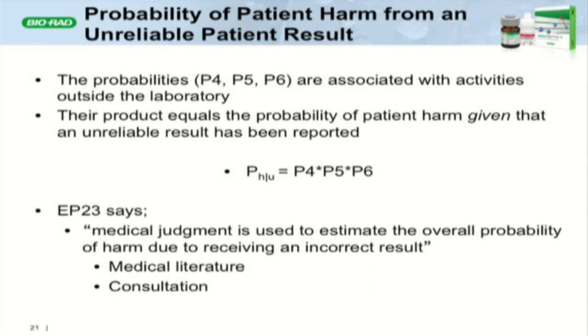Now, EP23 says that you need to use medical judgment to estimate the overall probability of harm due to receiving an incorrect result. And then they go on to say that you can use the medical literature, you can consult with your clinical colleagues, but you need to try to make some kind of a best guess or an assessment of what the probability is that an incorrect result will lead to patient harm. We're not talking about severity here. This is just the likelihood of occurrence of an incorrect result leading to patient harm.